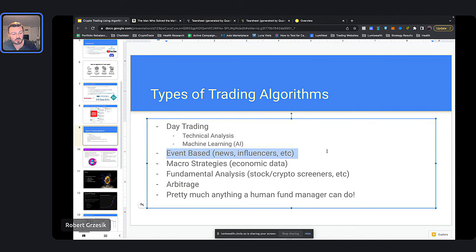There's also event-based algorithms. This is an algorithm where we'll be watching the news, right? So for example, what is something that came out? Tesla, for example, missed estimates, right?